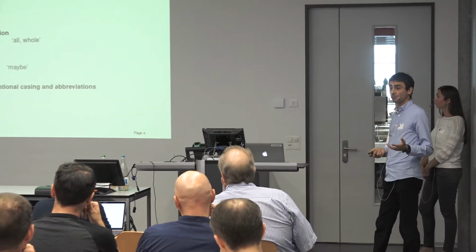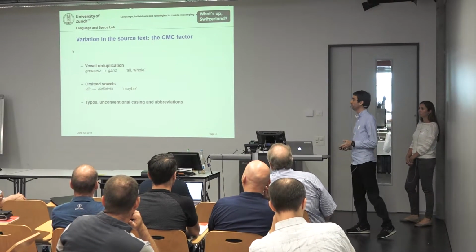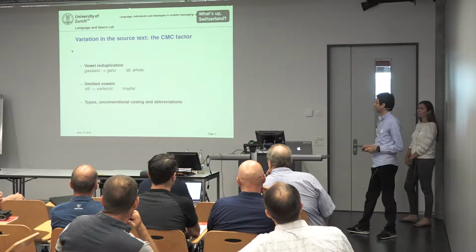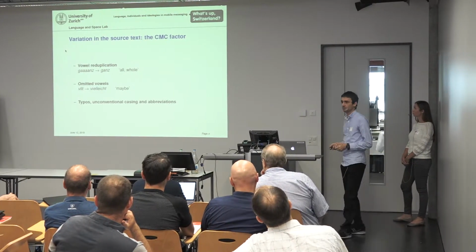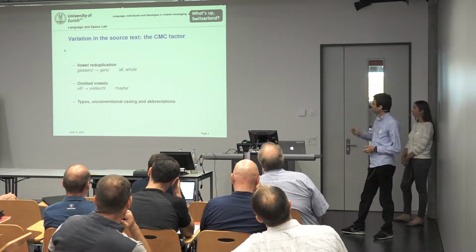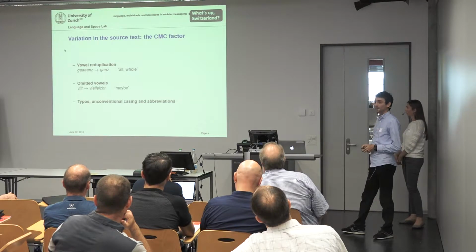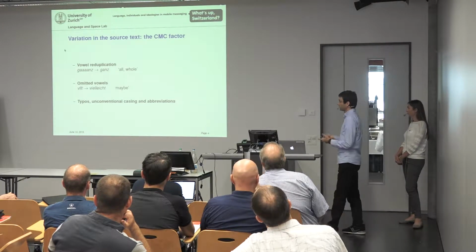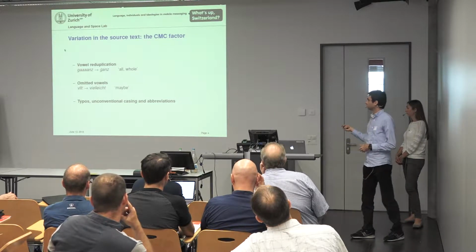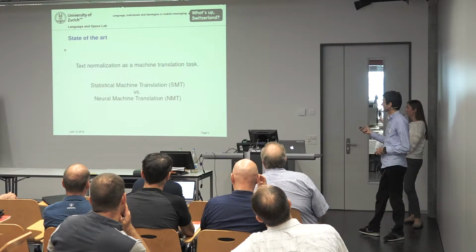Computer-mediated communication is a form of communication which lies between the spoken and the written medium, and is characterized by a number of peculiarities, like, for example, vowel reduplication that is used to emphasize a word. Like in this example, the normalized word ganz is written with many A's by a user. We have omitted vowels, which is a common strategy to save time. And we also have typos, unconventional casing, and unconventional abbreviations.